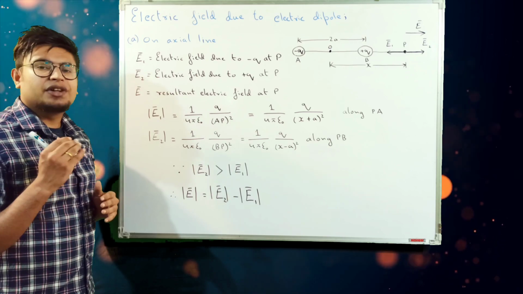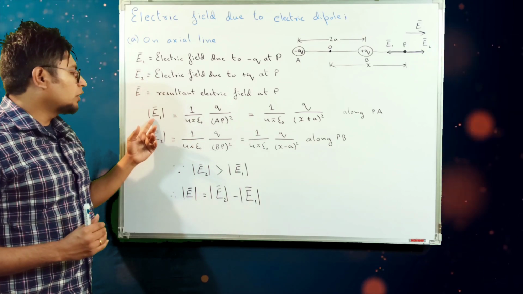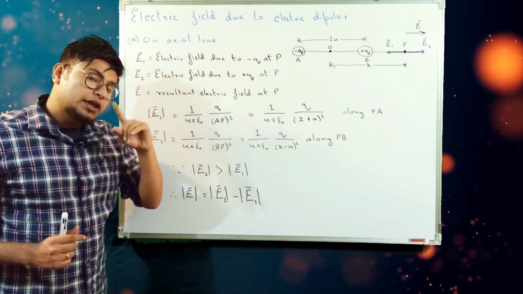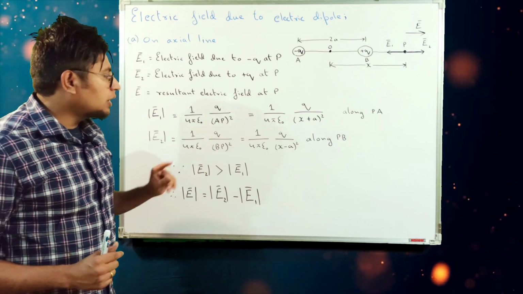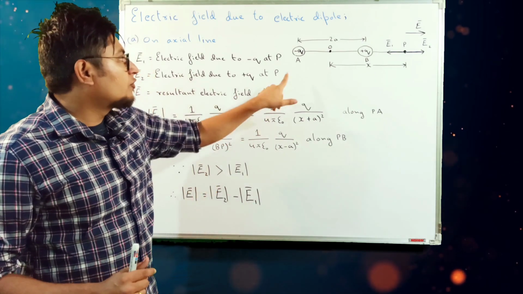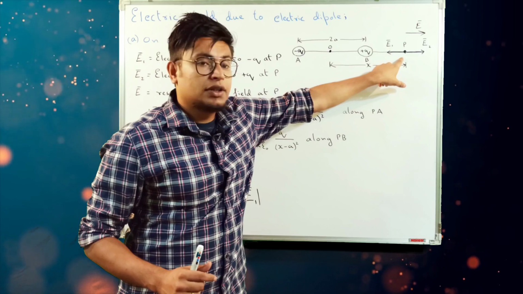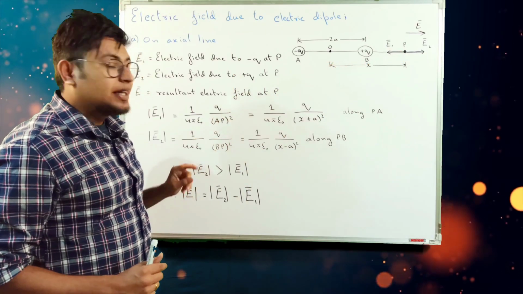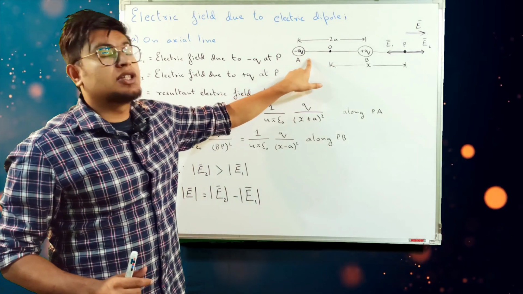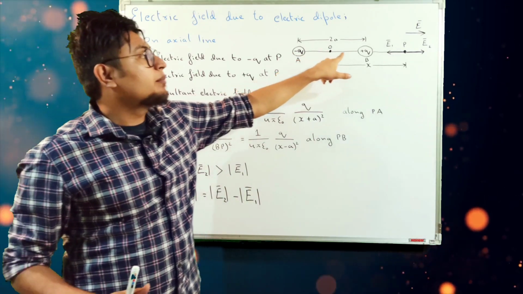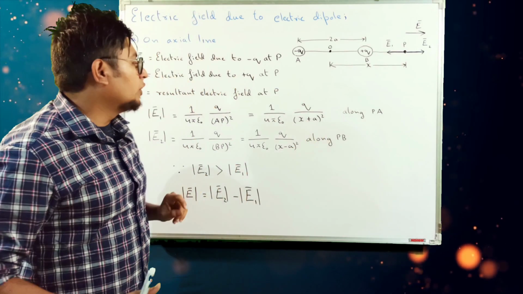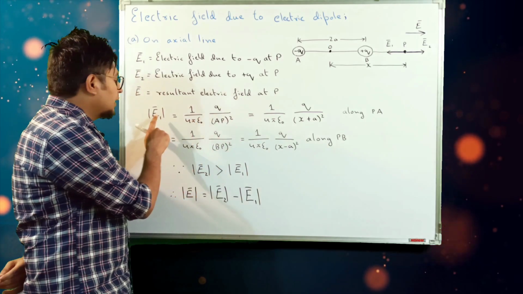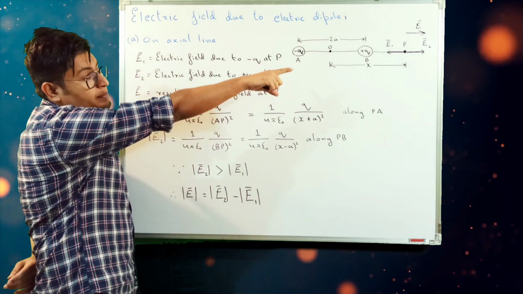Taking the help of the electric field formula, which was F divided by q, I have E1 as 1 by 4 pi epsilon naught, q divided by r squared. Here r squared is the distance from A to P. Since in the case of E1 it is minus q that is producing the electric field at point P, we take r squared as AP squared.